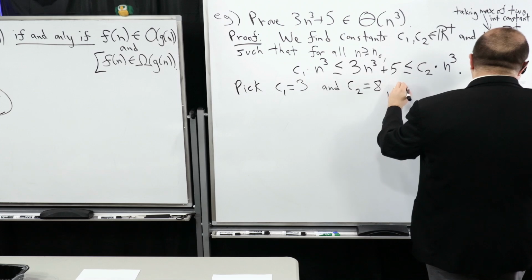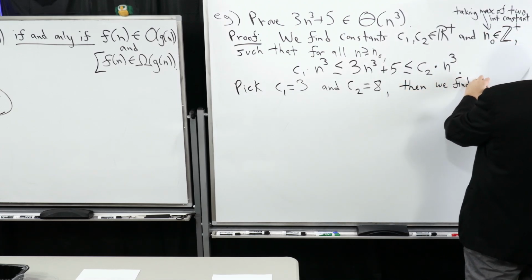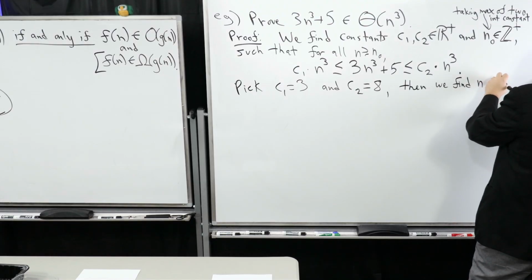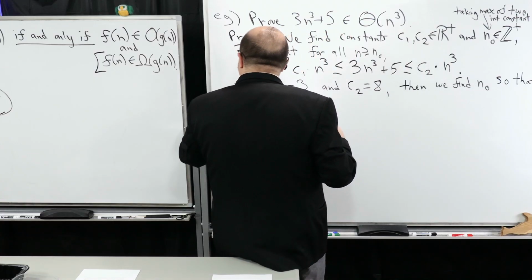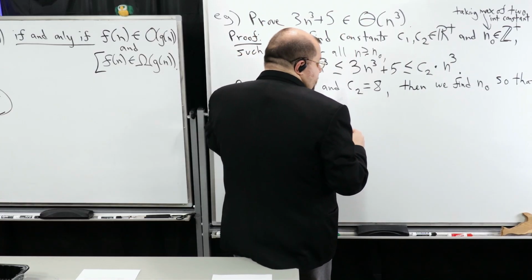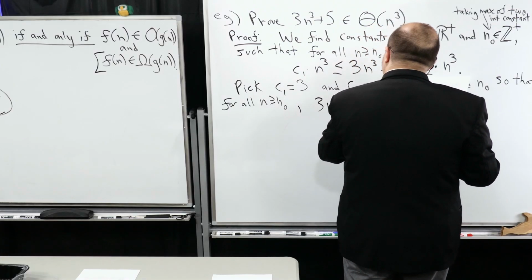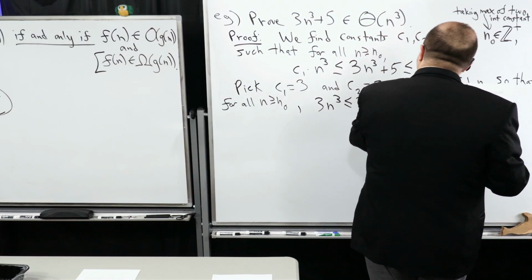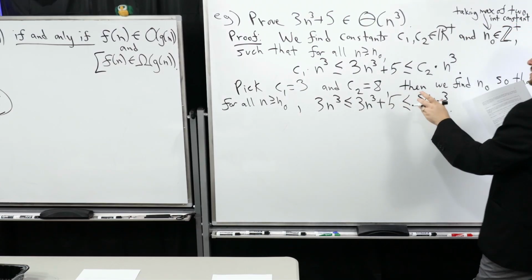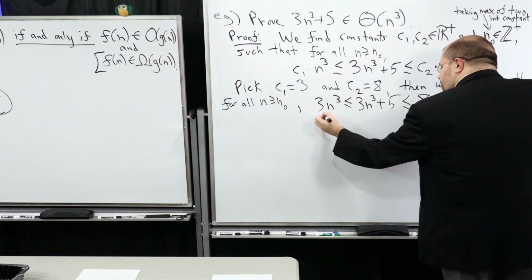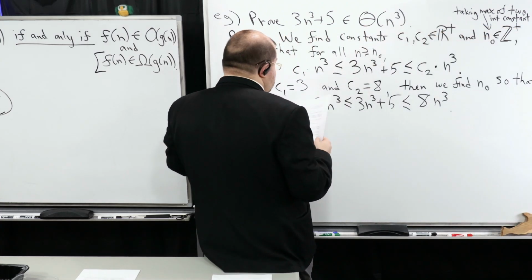So pick those constants. Then we find n0 so that for all n greater or equal to n0, it has to be that 3n cubed is less than or equal to 3n cubed plus 5, but this also has to be less than or equal to 8n cubed. So we're going to take it in chunks just like I did before. We're going to look at this part, then we're going to look at that part. If we can do that, then we're okay.